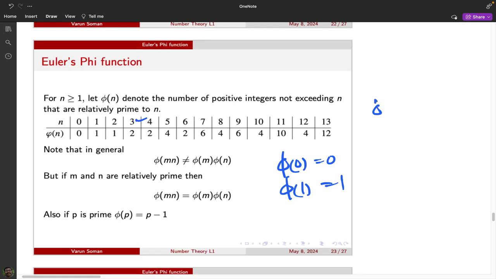What would be phi of 8? What are the numbers relatively prime to 8? 1 is there, 2 will not be there, 3 is there, 4 will not be there, 5 is there, 6 will not be there, 7 is there. So only 4 numbers are there.